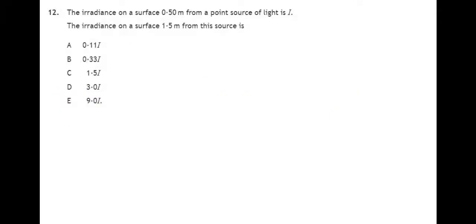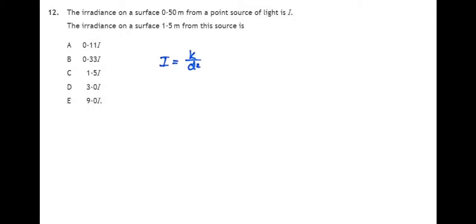Number 12, the irradiance on a surface 0.5 meters from a source of light is I. The irradiance on a surface 1.5 meters from this source is... Okay, so this is an inverse square law question. So the formula is this, I equals K over D squared. K just stands for any constant. I don't know why physicists insist on using K for a constant. Maybe they just can't spell.